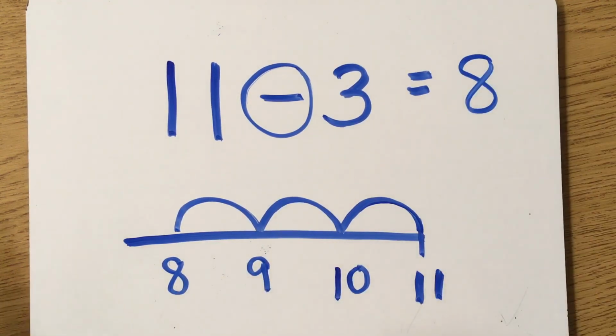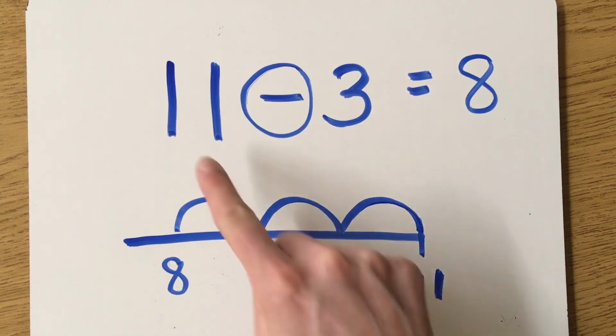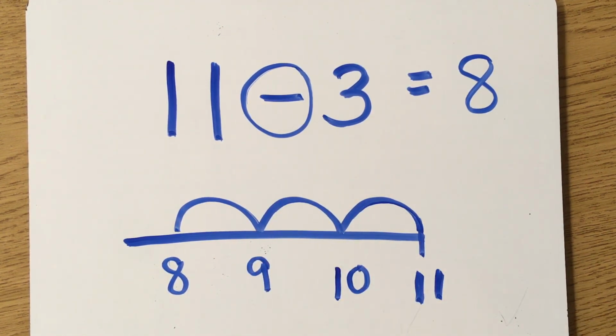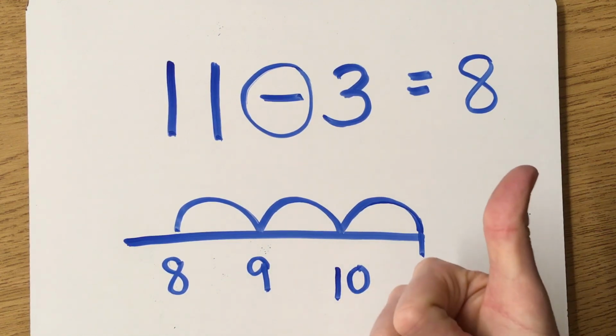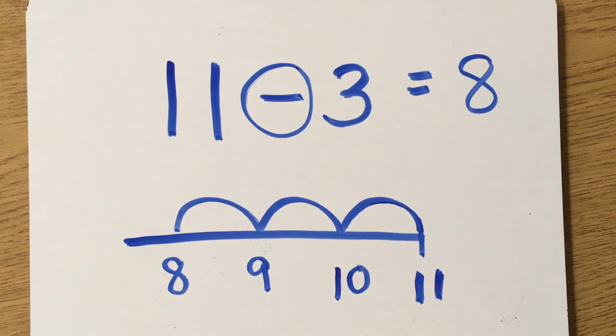Use your fingers to keep track of these jumps. Say the number you're starting at, the biggest one. Do it in your head, and now keep counting. 10, 9, 8. 11 take away 3 equals 8.